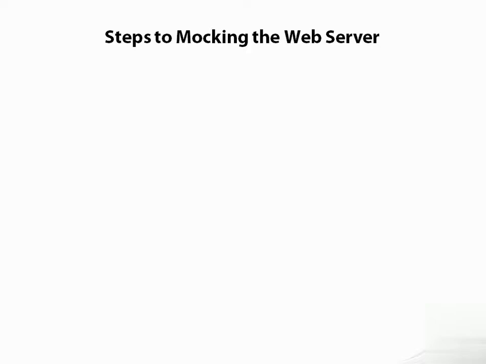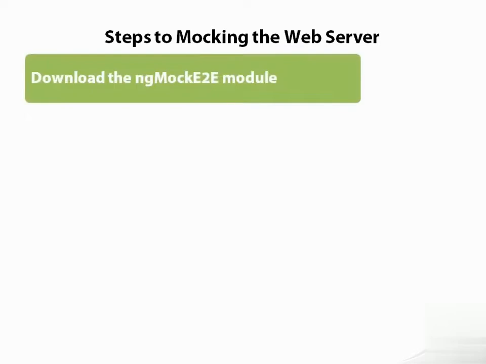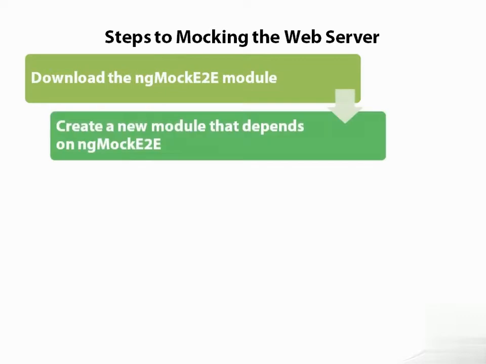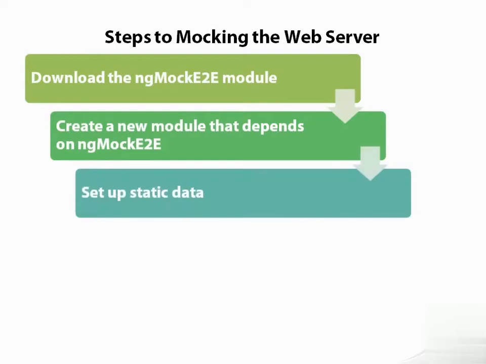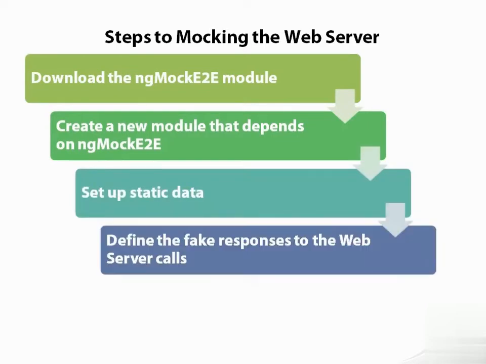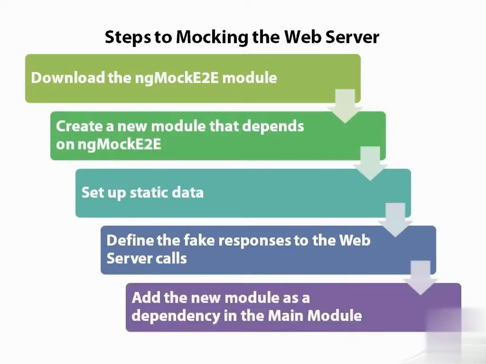Implementing the $httpBackend service requires the following steps. First, download the JavaScript file containing the ngMockE2E module, and of course insert the script tag into the index.html file. Create a new module that depends on ngMockE2E. In that module, set up static data and define the fake responses to the web server calls using that data. Add this new module as a dependency in the main module. Anytime you want to turn off the mocking, simply remove the dependency.